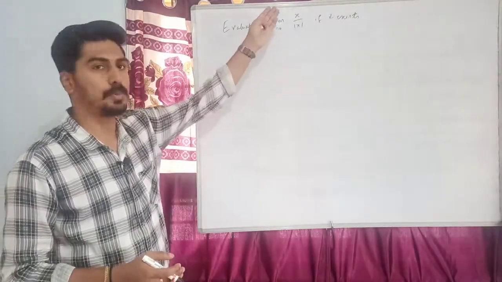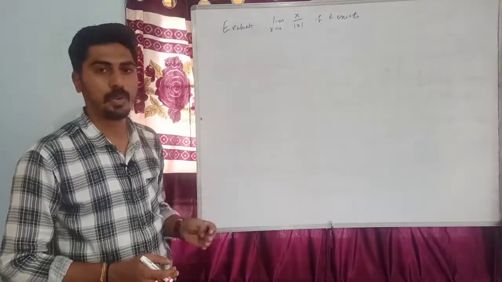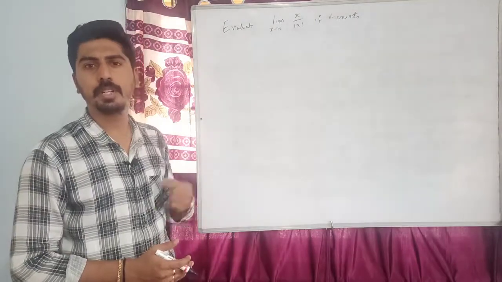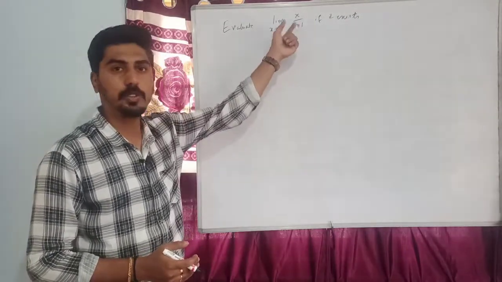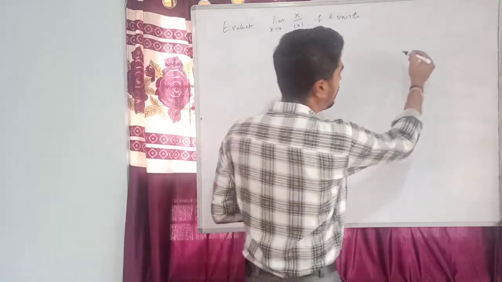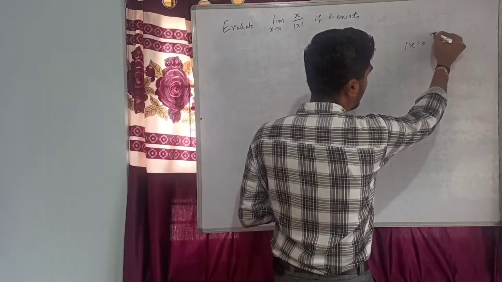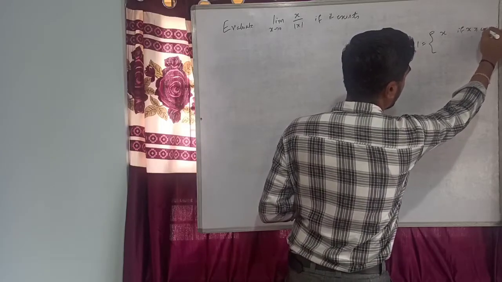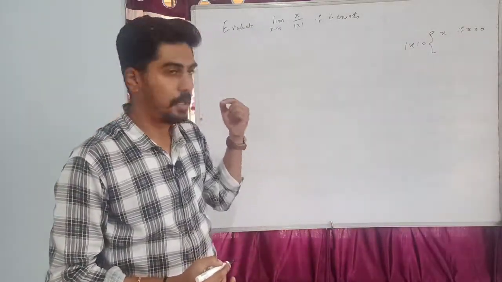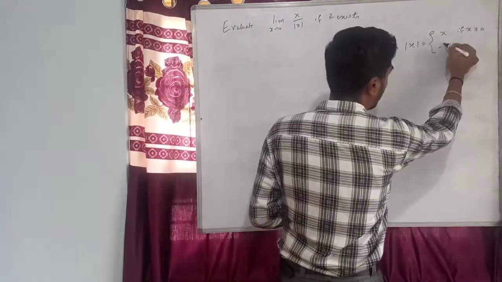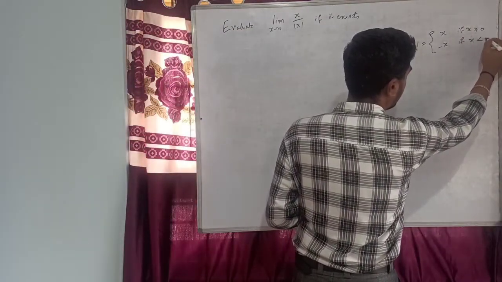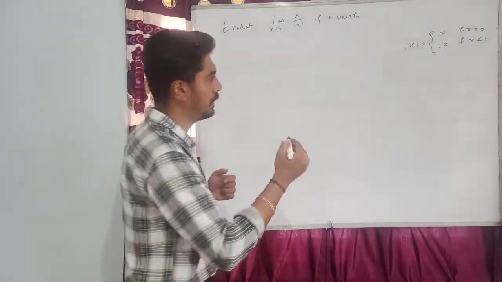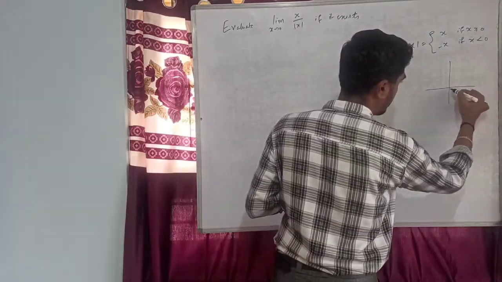Now let us consider the next example. Evaluate limit of x by mod x as x tends to 0 if it exists. Before solving this example, first we need to know what is modulus of x. Modulus of x is a real valued function defined by x if x is greater than or equal to 0 and minus x if x is less than 0. The graph looks like this. This is 0.